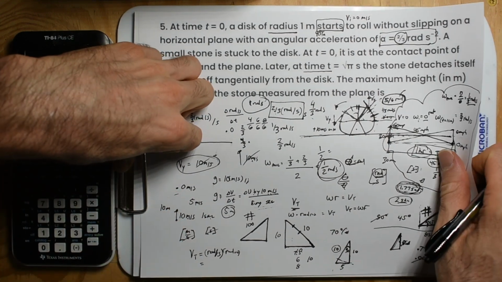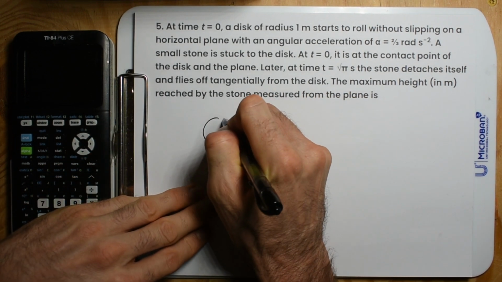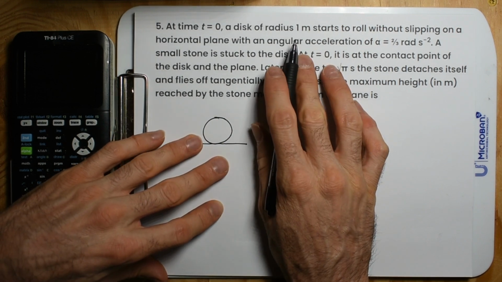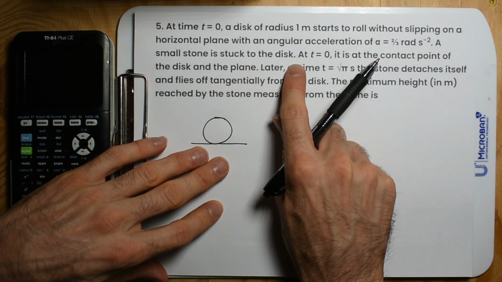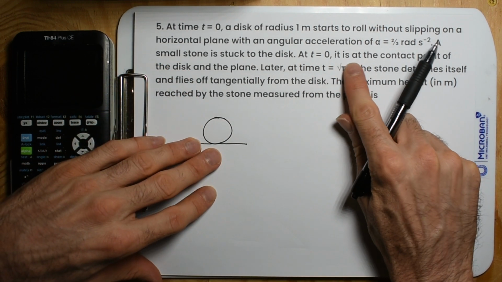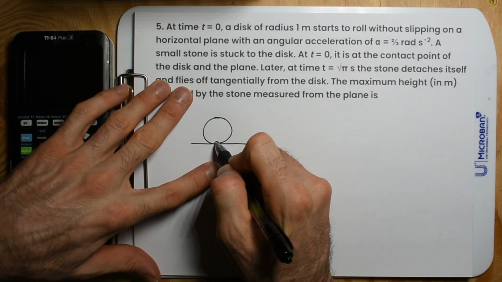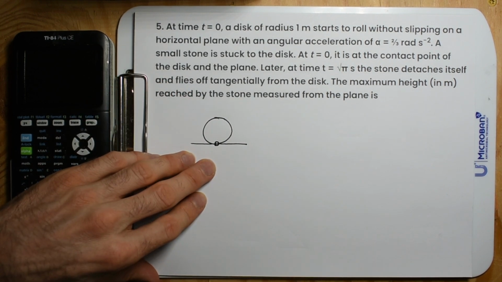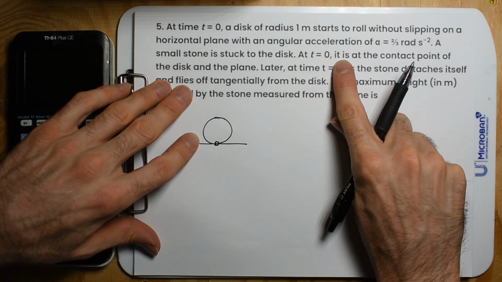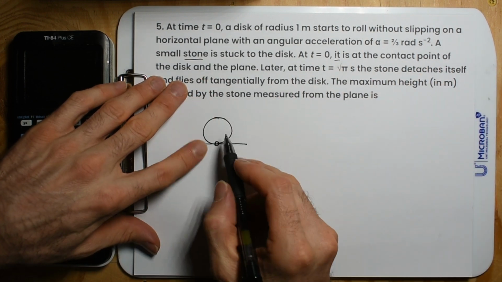So that's that in a nutshell. That was maybe just more playing around, but now I think we can actually say, where's the rock stuck to? A small stone is stuck to the disc. At time 0, it is at the contact point of the disc and the plane. Okay, so here is the rock. I didn't even know where the rock was. So at t equal to 0, the stone is at the contact point of the disc and the plane.